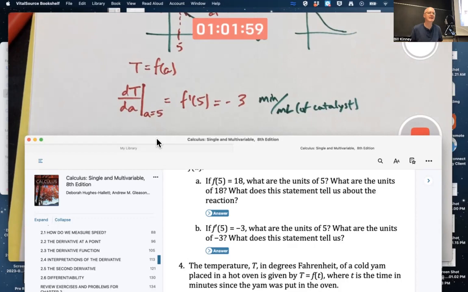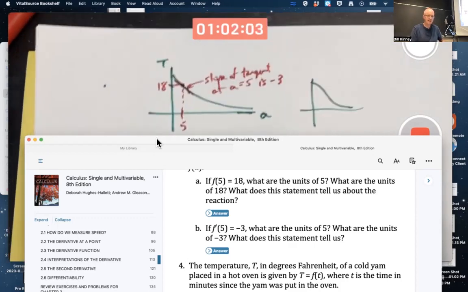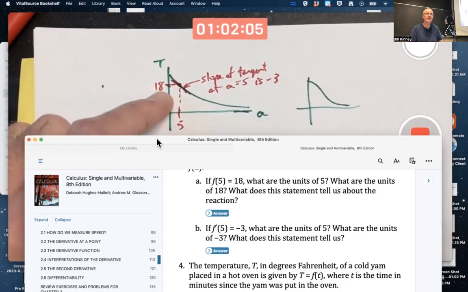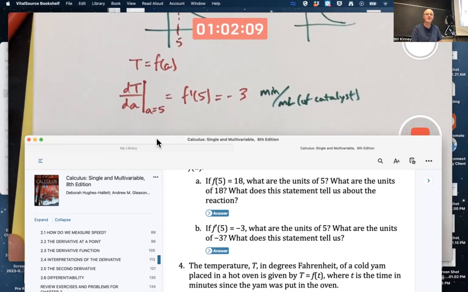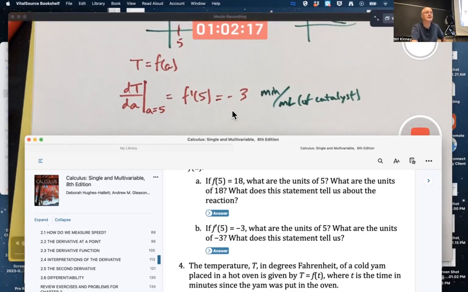What does that mean? Well, yes, it does mean the slope of the tangent line is -3, but in terms of the real life application, it's telling you that if you increased your amount of catalyst from 5 to 6, say, the time of your reaction would go down by about 3 minutes.